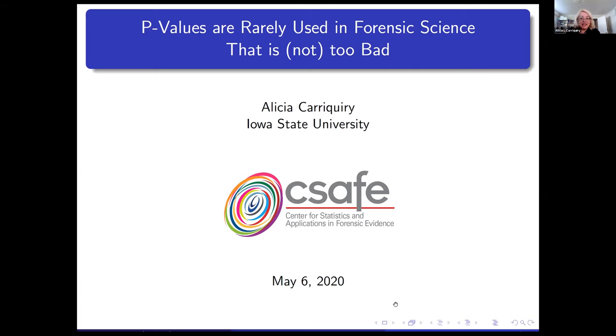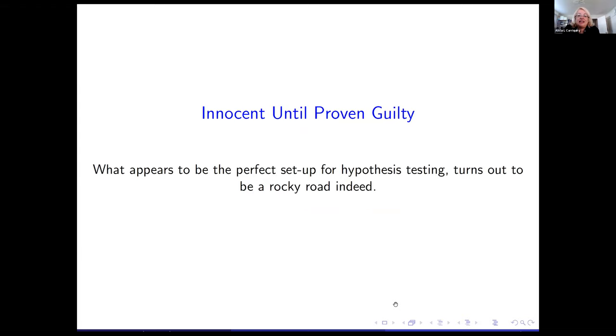So at least in the United States, the criminal justice system is based on the presumption that we are all innocent until proven guilty. This appears to be the perfect setup for hypothesis testing, right? You set up a null hypothesis that says the person is innocent, then you evaluate some evidence presented in court, and the jurors in principle update their belief on whether the person is guilty or not. It turns out that it's not so simple, and I'll talk about some of the issues that make it a little more complicated than one would think.